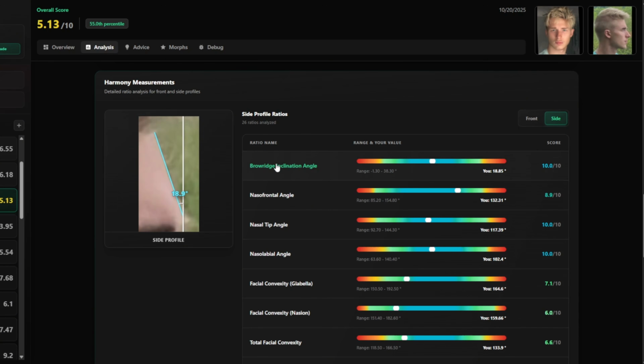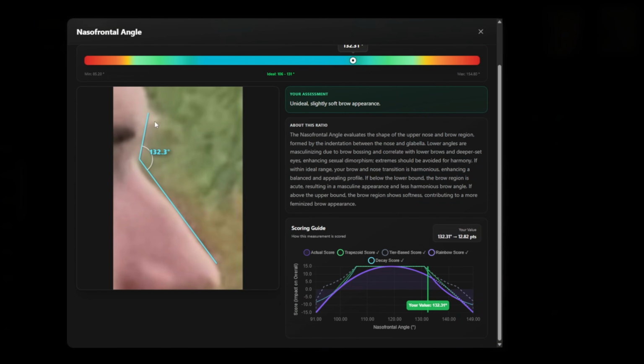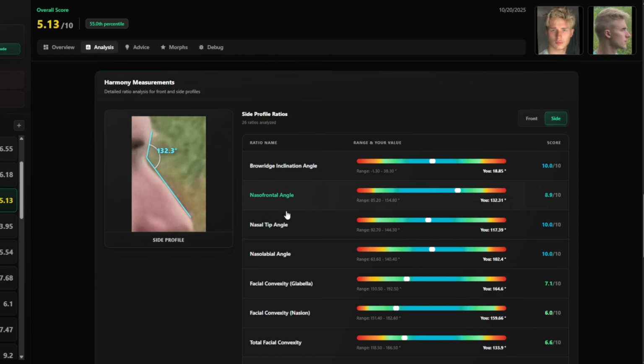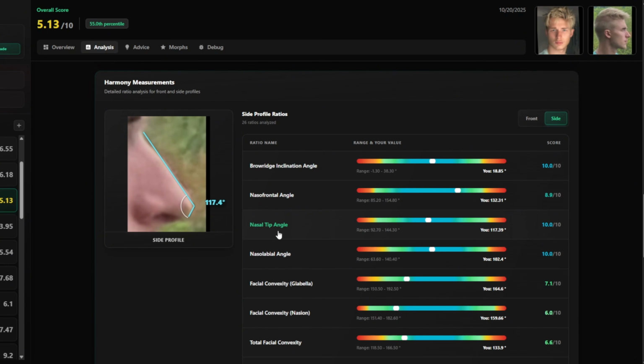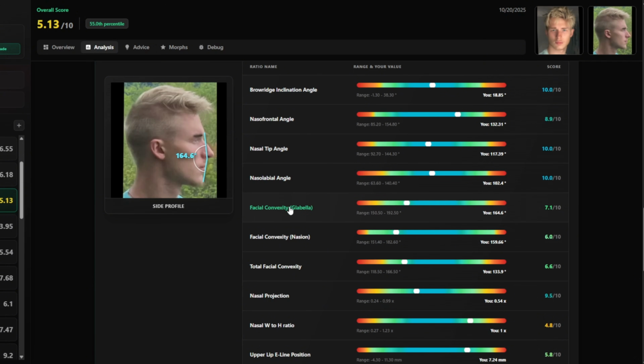But so his brow ridge is not overly sloped back, good nasofrontal angle, a little bit more on the obtuse side, but it's nothing crazy. That's literally just outside of the ideal range, barely deducting. Good nasal tip angle. His nasolabial angle is not too upturned, not too droopy.